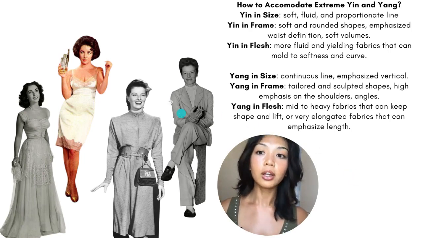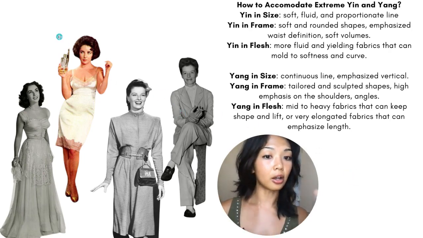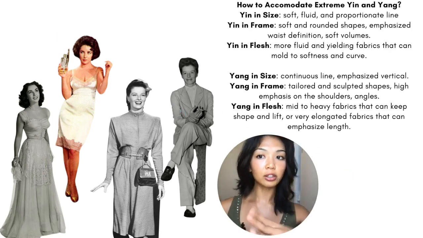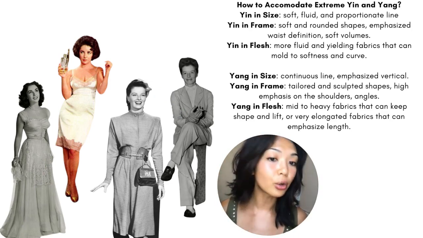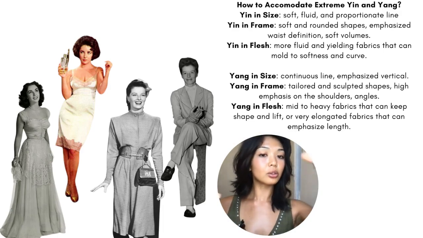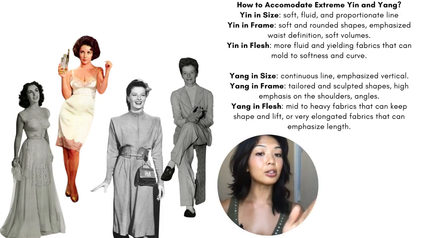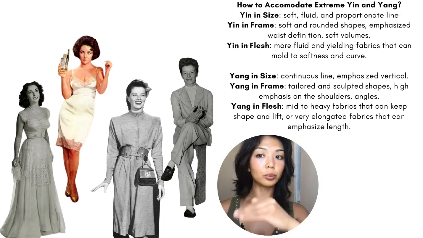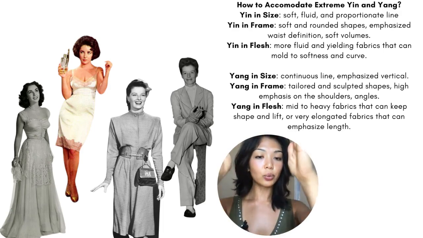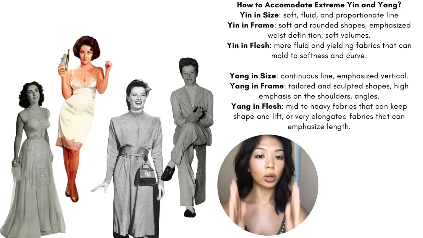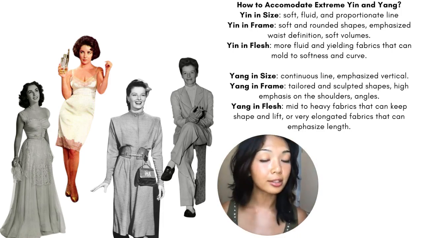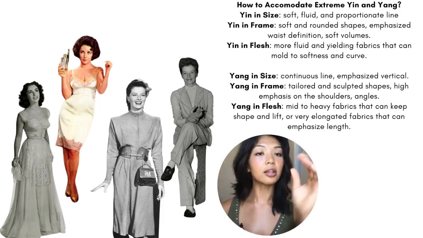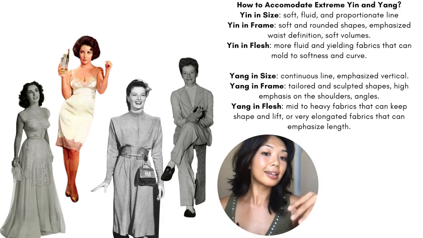silhouette? Now, for someone who is very yin all throughout, yin in size, frame, and flesh, you're going to have a more subtle, soft terrain. So you want to create a soft, fluid, continuous vertical line. You don't want to chop up your body into too many harsh segments, nor do you want to envelope your body in one columnar sheath, because that's going to overwhelm the softer, more subtle outline of your body. So you want a soft, fluid, proportionate kind of line.